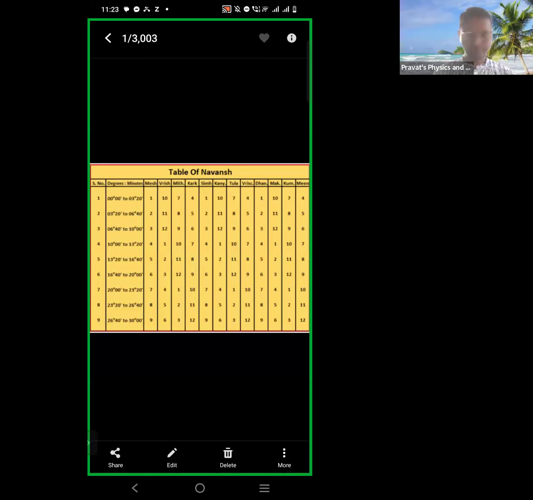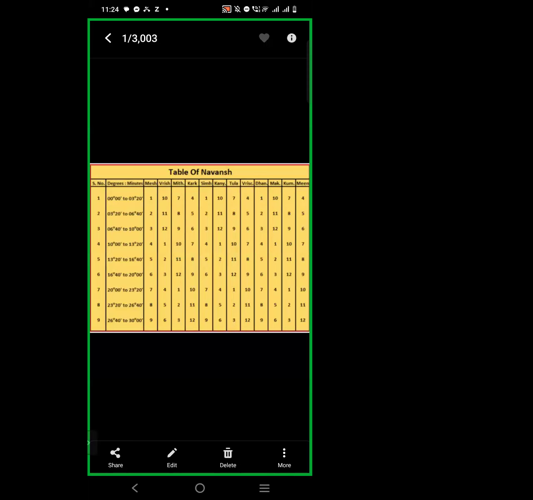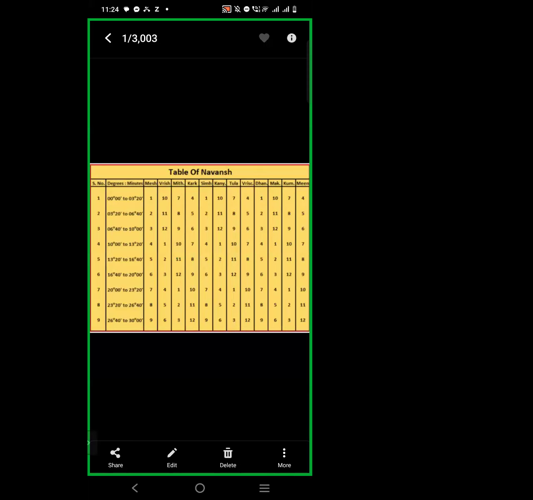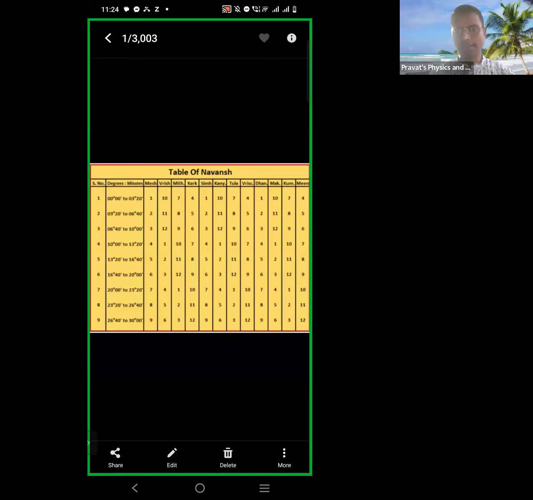What can you find? Suppose somebody is going to divide the Aries sign. What is the degree of Aries? Aries is 30 degrees. Now this 30 degrees will be divided into how many parts? 9 parts. Why 9 parts? Because we are calculating the Navamsa chart, isn't it? So the first step is we have to divide 30 degrees into 9 parts.